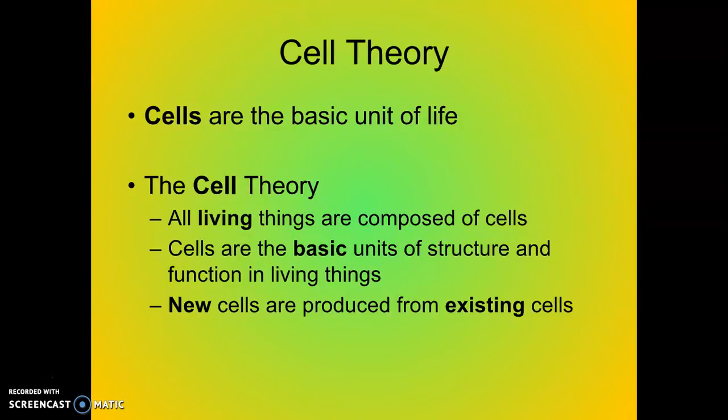The cell theory has three basic parts. Number one, all living things are composed of cells. Cells are the basic units of structure and function in living things. And new cells are produced from existing cells, meaning, hey, it can't be magic, and oh, poof, there's a new cell just out of thin air. They do have to come from existing cells. I would highlight the three parts of the cell theory. You'll have to know those.